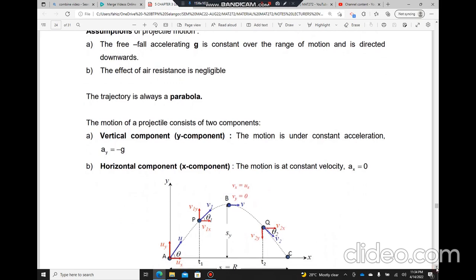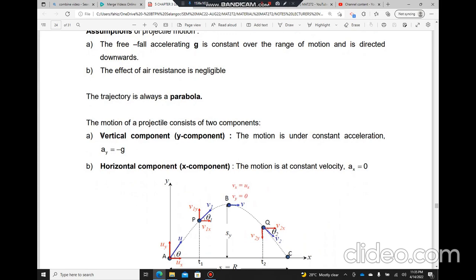The motion of a projectile consists of two components. First, the vertical component or y component: the motion is under constant acceleration, ay equals to negative g. And then the other one is the horizontal component or x component: the motion is at constant velocity, ax equals to 0. So untuk projectile ni kita ada komponen x dengan y.